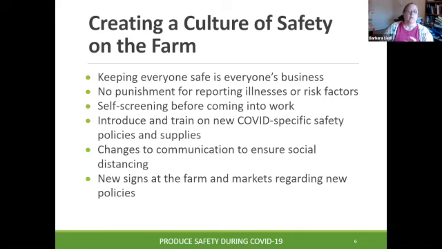Again, changes to communications. We've talked about new signs at the farm and farmers market. It's always good to up your sign level, change them around, move them around, and also change your signs out to keep people remembering what was important.